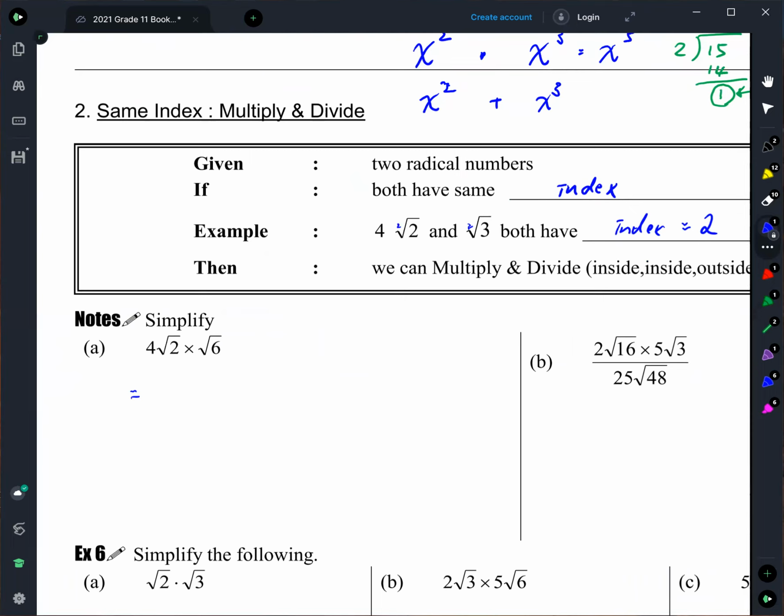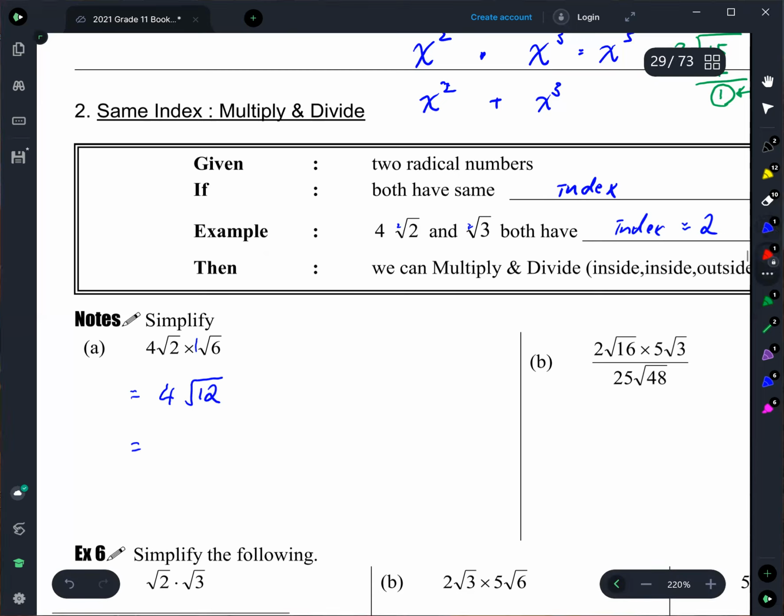So the outside numbers are 4 and 1. Okay, so 4 times 1 gives you 4. Inside number times the inside number, so you get square root of 12. Now after you multiply that, you have to make sure it's simplified. So you look at this part, square root of 12. I can break it down, right? You get a pair of 2 that can go out. So 2 goes out, meets the 4. Okay, I'll show the step. So that makes an 8 on the outside.